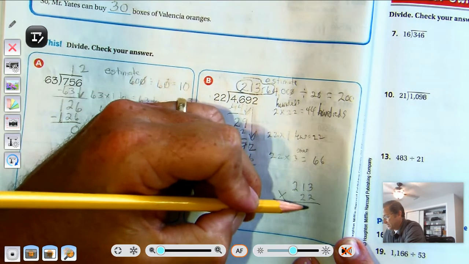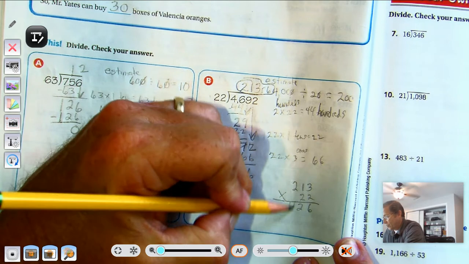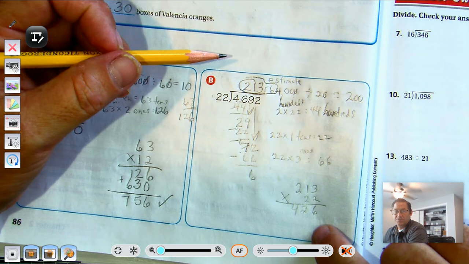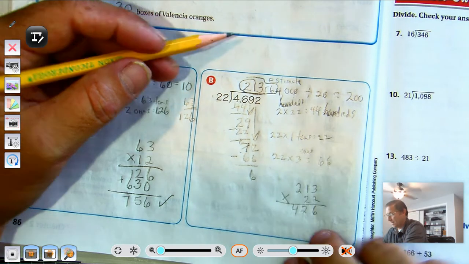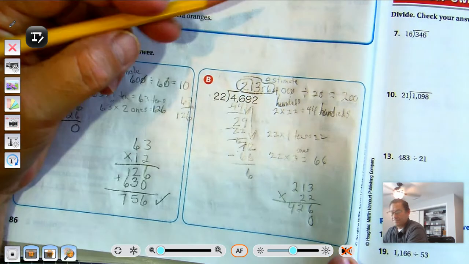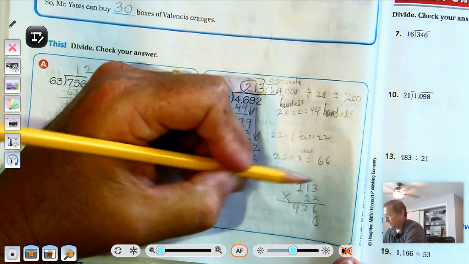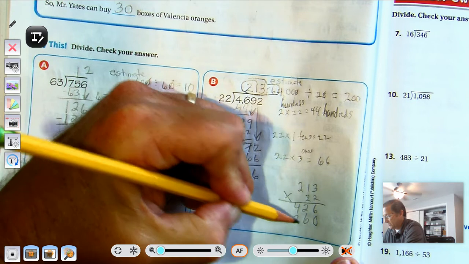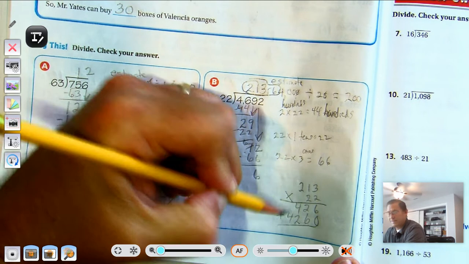2 times 213 is 426. 2 times 3 is 6. 2 times 1 is 2. And 2 times 2 is 4. Let's move to multiply by the tens. 20 times 213. 2 times 3 is 6. 2 times 1 is 2. 2 times 2 is 4. And add those together.